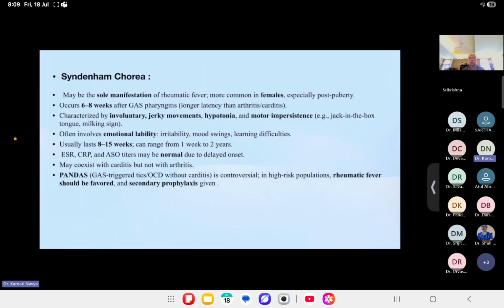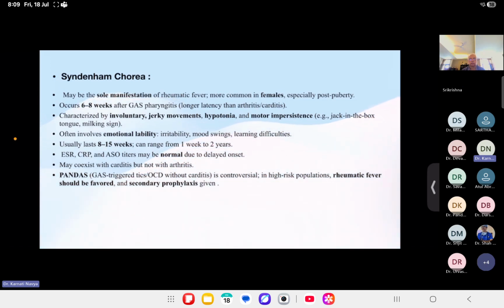Sydenham's chorea may be the sole manifestation of rheumatic fever, more common in females, especially post-puberty. It usually occurs 6 to 8 weeks after the group A strep pharyngitis, which is a longer latency period than arthritis or carditis. It is characterized by involuntary jerky movements, hypotonia, and motor impersistence, for example the Jack-in-the-box tongue and milking sign. It often involves emotional lability, irritability, mood swings, and learning difficulties. Usually it lasts between 8 to 15 weeks, and can range from 1 week to 2 years. ESR, CRP, and ASO titers may be normal due to its delayed onset. It may coexist with carditis, but not with arthritis.